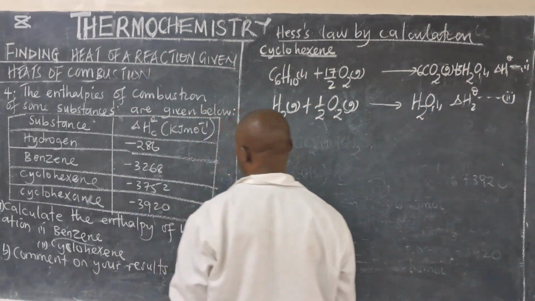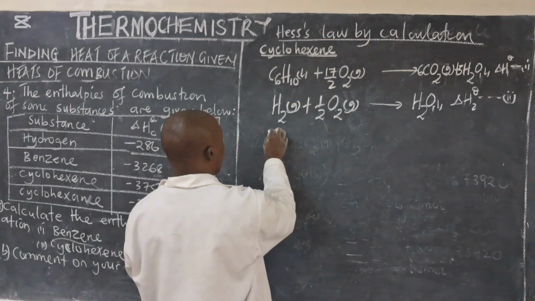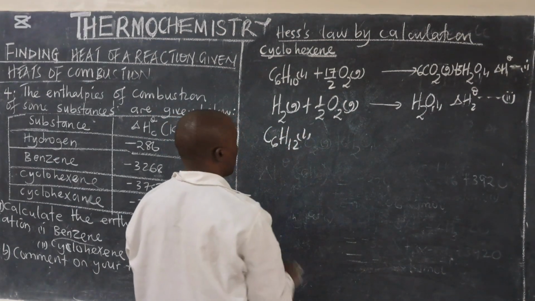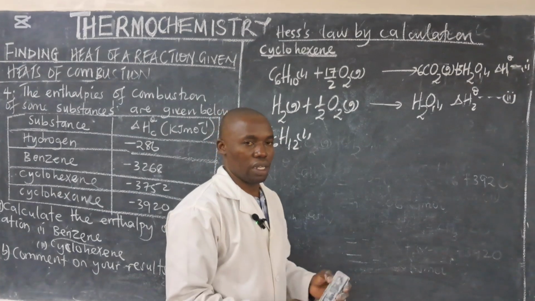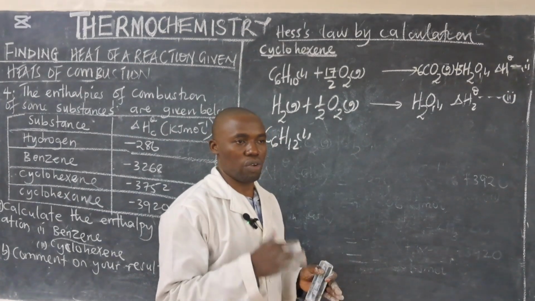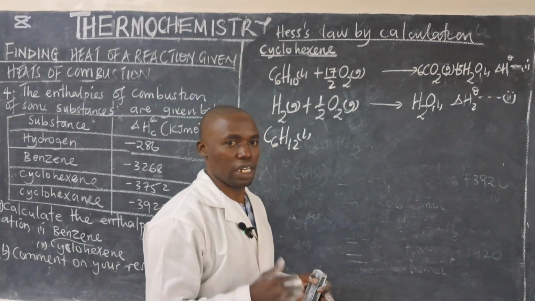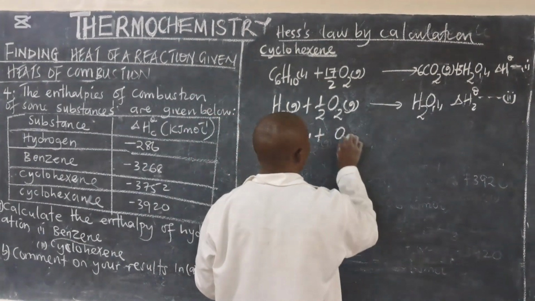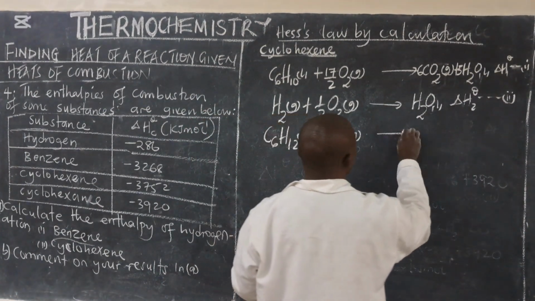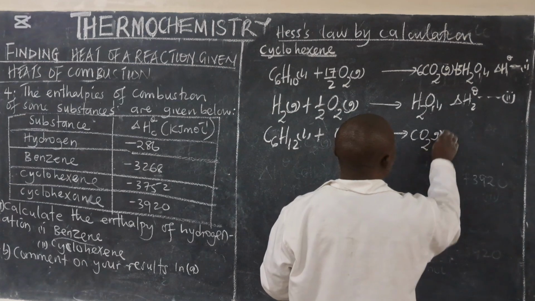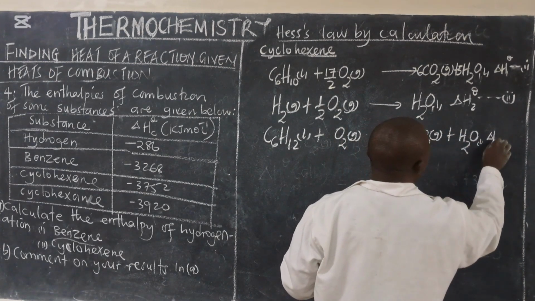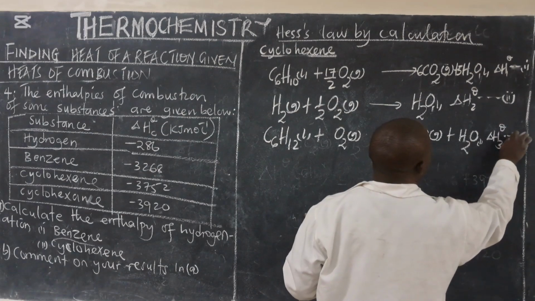Let's now look at combustion of cyclohexane. Cyclohexane is the product when you hydrogenate cyclohexene, you get cyclohexane. So write its equation of combustion. So I still get carbon dioxide plus water. Call this delta heat 3 and call it equation 3.